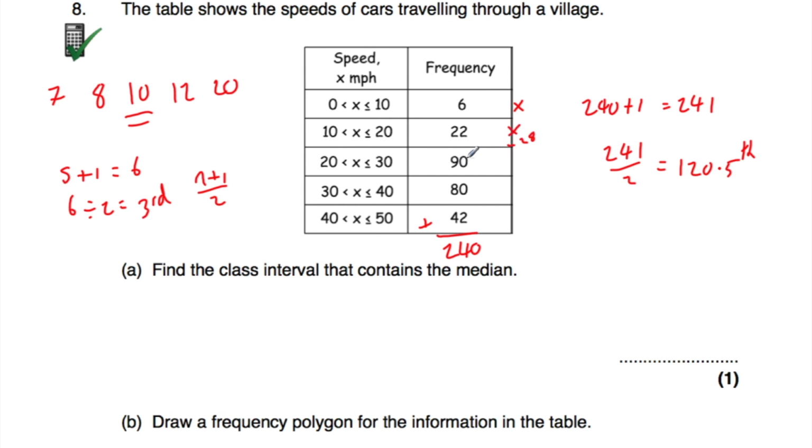Well, 28 plus 90 would be 118. Now we're looking for the 120.5th. Well, that's not enough cars, so the 120.5th car wouldn't be in this category. Now we've got another 80, so if we add on another 80, that'd be 198 cars. Now the 120.5th one would be in this category. So the answer would be 30 is less than x, which is less than or equal to 40. So this is the class interval that contains the median.